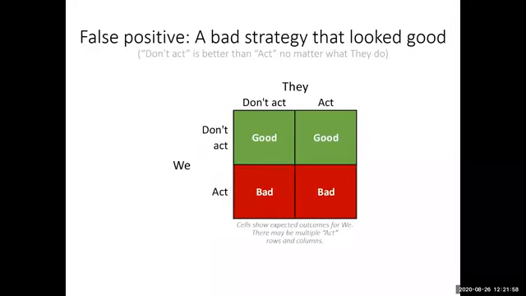A false positive is a bad strategy that looked good. It's a strategy where act is worse than don't act, no matter what they do. The reason that I say that it's about looking good is that people actually choose those strategies. If they saw the good and bad in that matrix, they would not choose them, but in some other way, the strategy looked good to them.